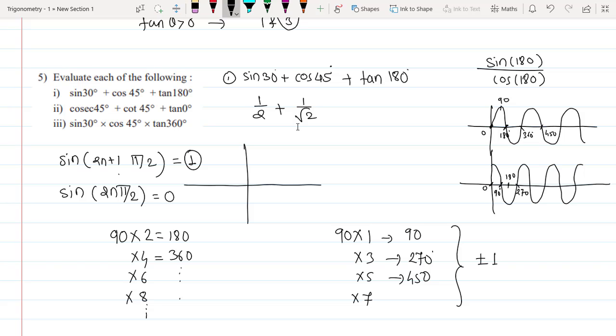Now leave all that, just remember that tan 180 is nothing but 0 by anything, which is 0, because sine of 180 is 0. I know that sine of 180 is an even multiple, so that's why it is 0. So tan 180 is sine 180 upon cos 180, so 0 upon minus 1 is 0. So what is the answer? Sorry, it is 1 by 2 plus 1 by root 2. You can keep your answer as it is.